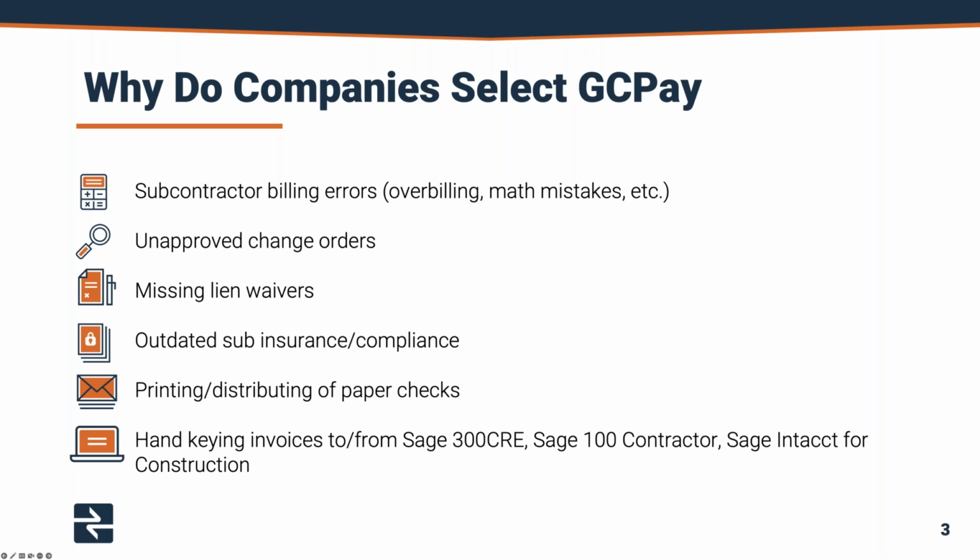Again, GCPay and Sage partnered up in 2004 to create our direct API integration. We currently integrate with Sage 100 Contractors, Sage 300 Construction and Real Estate, as well as Sage Intacct for Construction. We can push your approved invoices directly back into Sage. So again, you never have to spend time hand keying your sub invoices back into Sage.